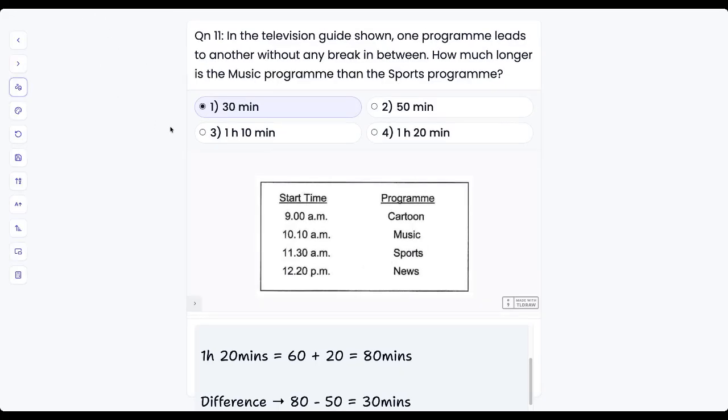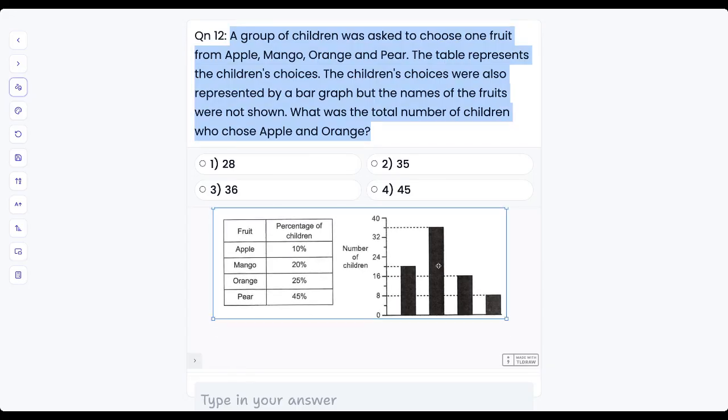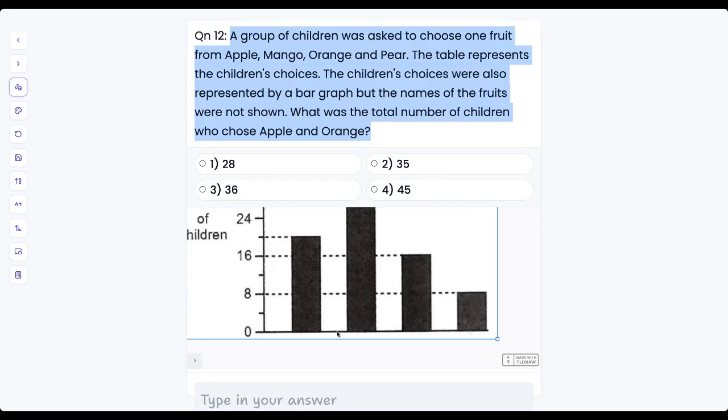All right, let's move on to the next question. Question number 12. A group of children was asked to choose one fruit from apple, mango, orange, and pear. The table represents the children's choices. The children's choices were also represented by a graph, but the names of the fruits were not shown. What was the total number of children who chose apple and orange? So let's look into this. Let's zoom this in.